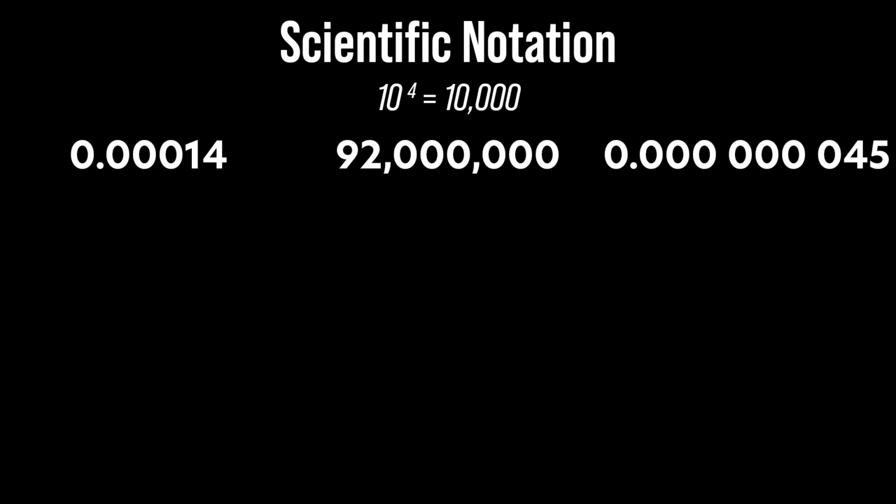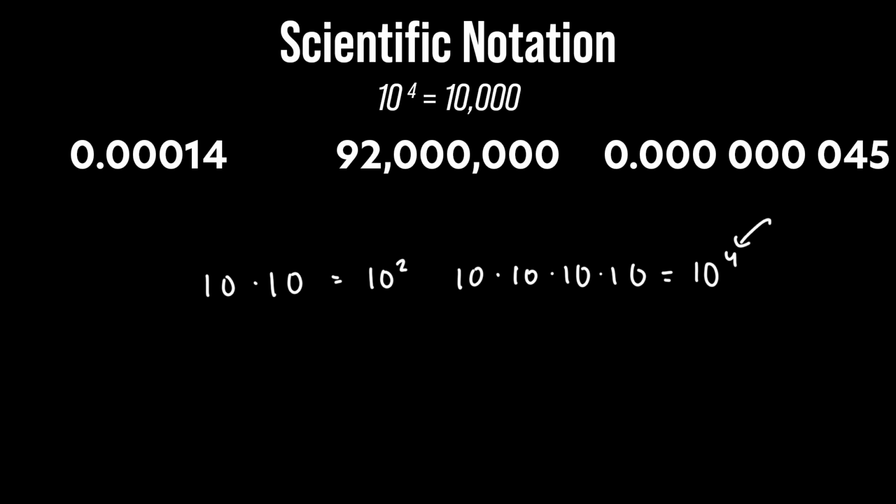Powers of 10 are simply multiples of 10. So 10 times 10 would be equal to 10 squared. And similarly, 10 times 10 times 10 times 10 times 10, for example, is 10 to the fourth. The exponent describes how many multiples of 10 there are.